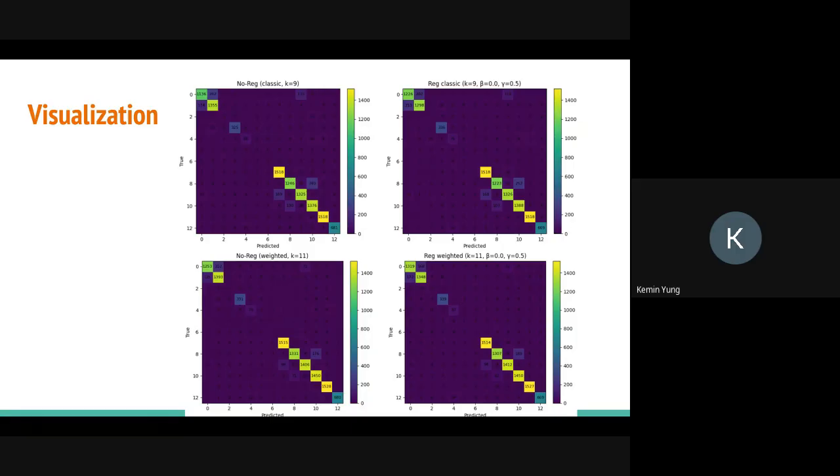So these panels are the confusion matrices, and we can see that the top left is the classic one, and the bottom left is weighted, and it sharpens the diagonal of the graph. It's not really clear, but it sharpens it. And the right side is the regularized one we made, and we use gamma equals 0.5 to make it better.